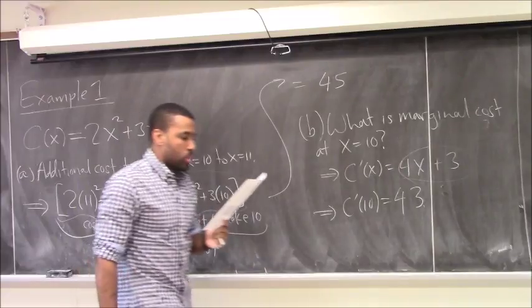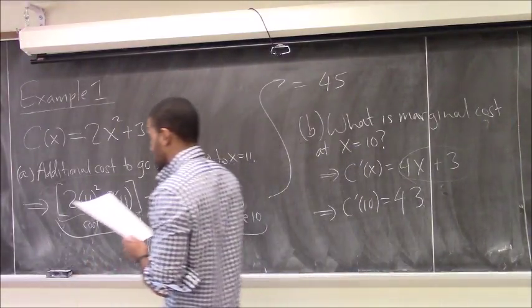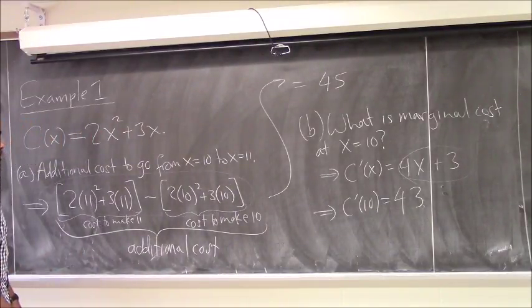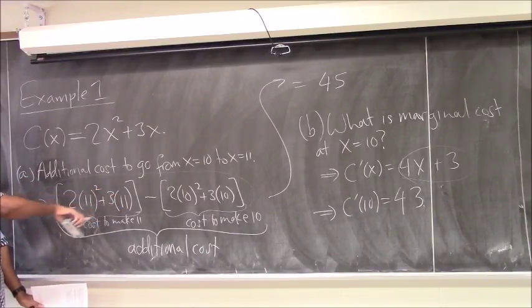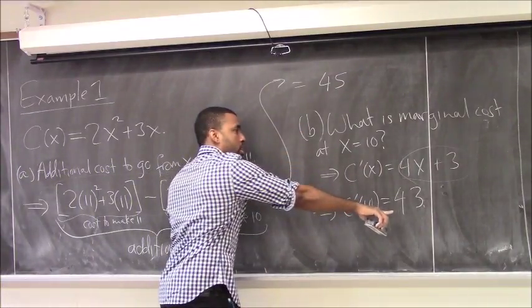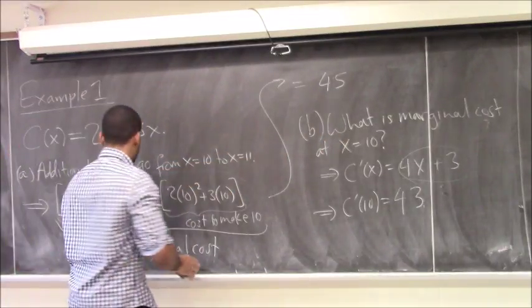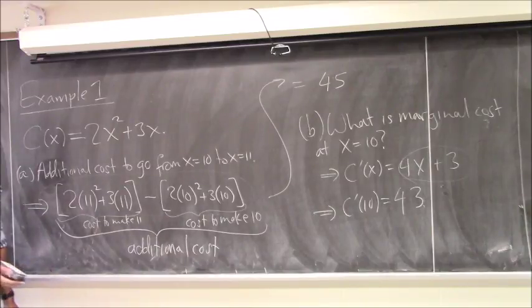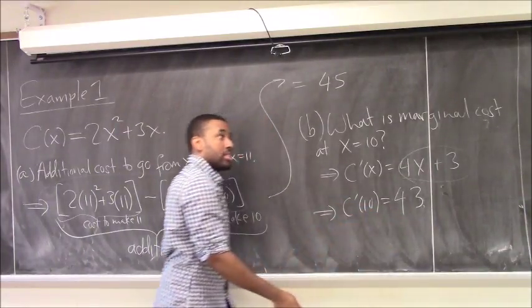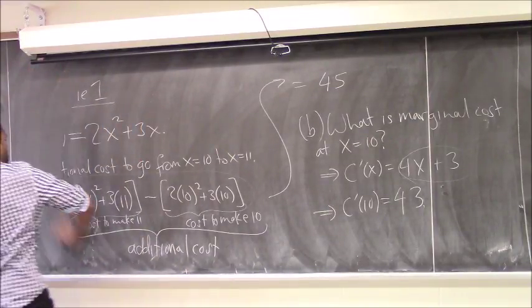Let's move on to example two. This one is a little bit more involved. So do you have any questions on this? The additional cost was just finding the difference between producing this much and this much. But the marginal cost would be 43, which is just an approximation of this. So if you had to guess, your guess would be this using calculus, and the actual answer was that. That might be good enough. There's always errors in some things.